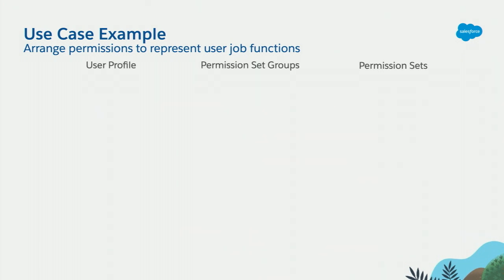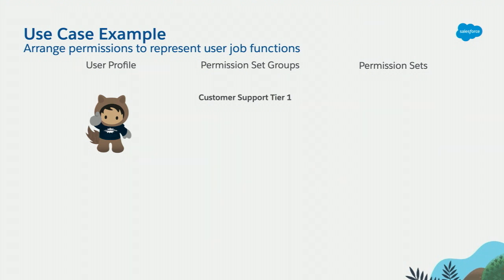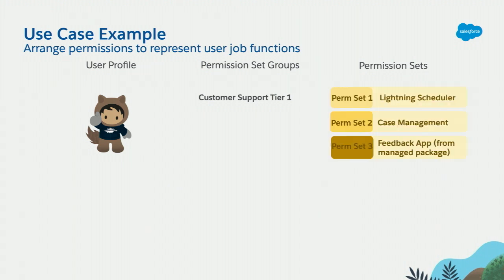So I have a user, profile, perm set group, and perm set. How do I start to use them? Here's my user, Astro. Their job role in their company is a customer support tier 1 representative. In Astro's daily life, they will need access to Lightning Scheduler, and they manage cases. And they also will use this feedback app to send customer surveys, which is from the package.